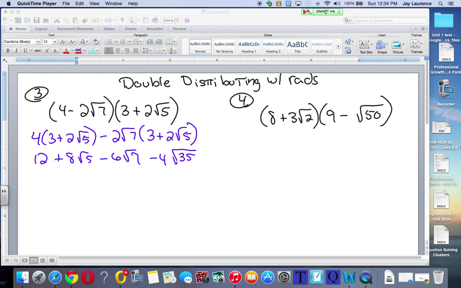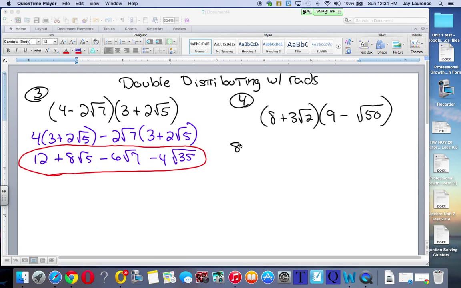All right, so I'm going to go looking for my like terms here. And you know what? I don't see a single like term. I'm done. There's not a single like term in this problem. I can't put them together. I got 12, which is the constant. I got a rad 5. I've got a rad 7 term, and I've got a rad 35 term. No like terms at all. That's not a mistake. That's just something that happens. All right, go on to number 4.